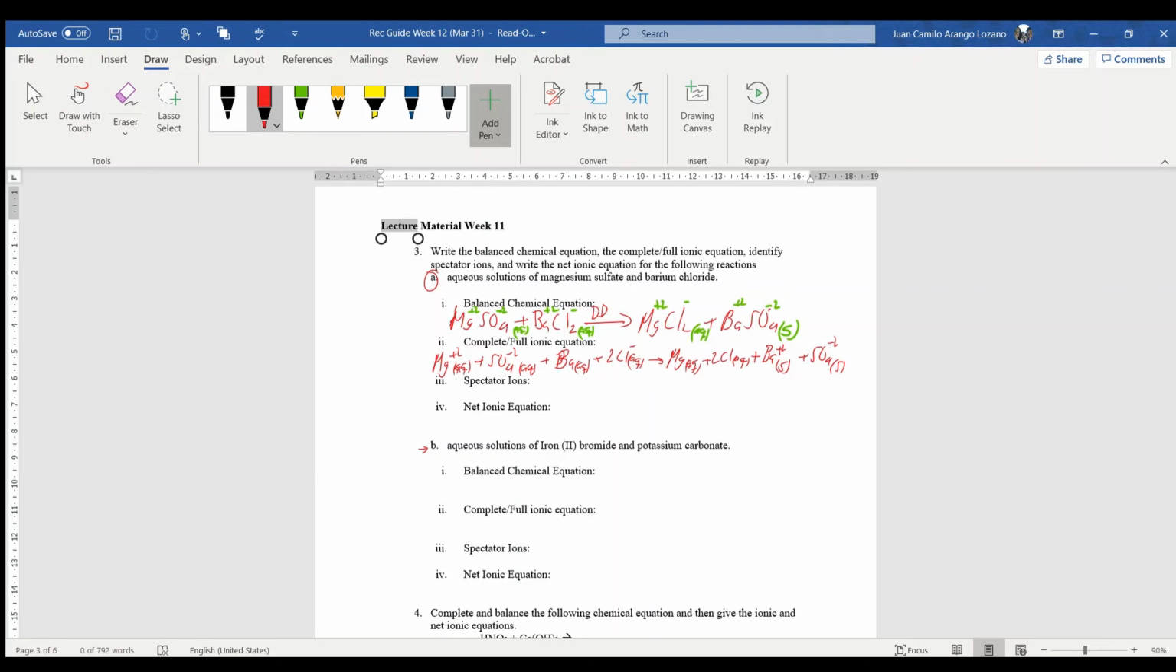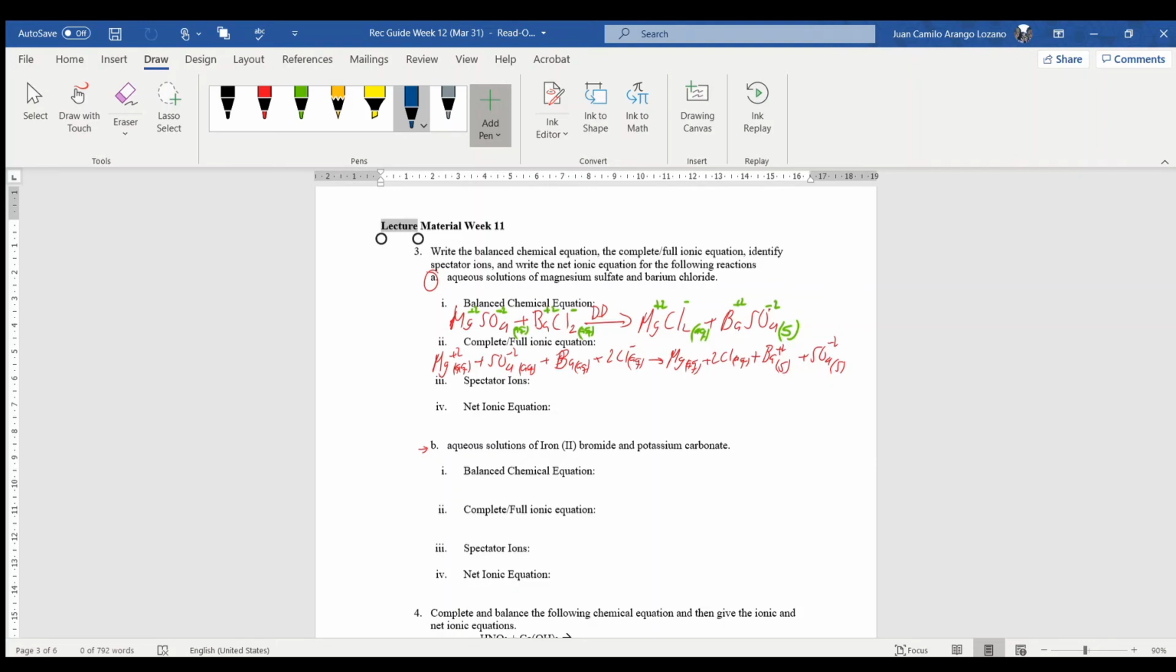Now they are asking me about the spectator ions, and remember that the spectator ions are those that never change either their physical state nor their oxidation state in the end. So those that remain unchanged, those are the spectator ions. I will choose in this case to cross those who are the spectator ions.